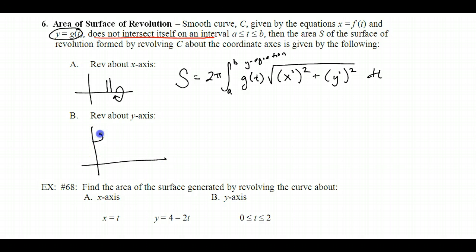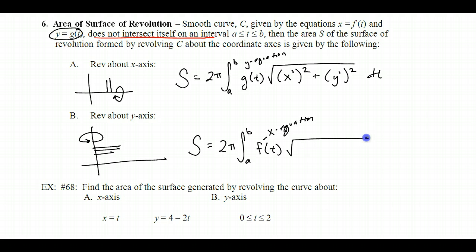If you're revolving about your y-axis, now, well, area of surface of revolution, it's still 2 pi. You can still go from A to B. This time, we need f of t, which is obviously your x equation, because that is similar to your radius, what we dealt with before, times our arc length, so the square root of the derivative of x squared plus the derivative of y squared, all differential t. So, pretty basic.